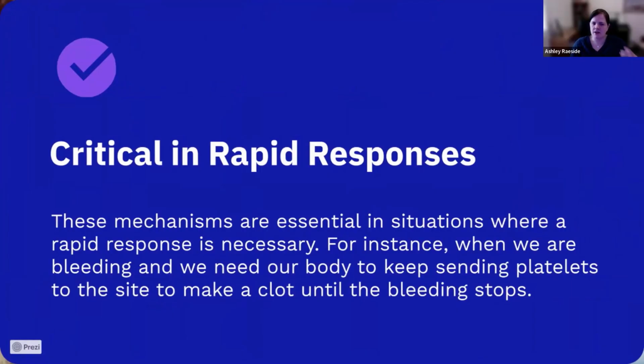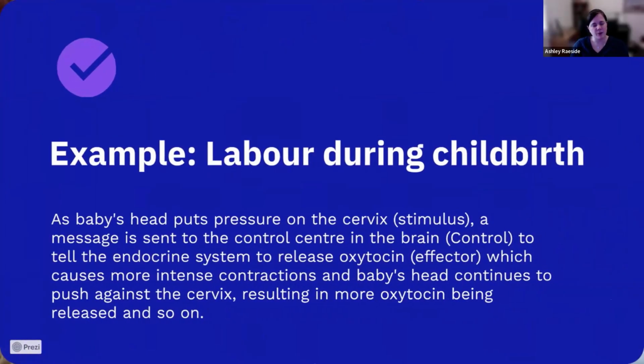And these things are critical. So with bleeding, this is critical. We don't want to keep bleeding because we're going to bleed out and die. So these platelets, we need that to happen quite quickly. And same with the baby. We don't want labor to take too long because that's not good for mum or baby. So we need this oxytocin to be released, and the baby's head pushing on the cervix, that's the stimulus, and it's going to keep going until baby is out and there's no more stimulus for that feedback loop to keep going.